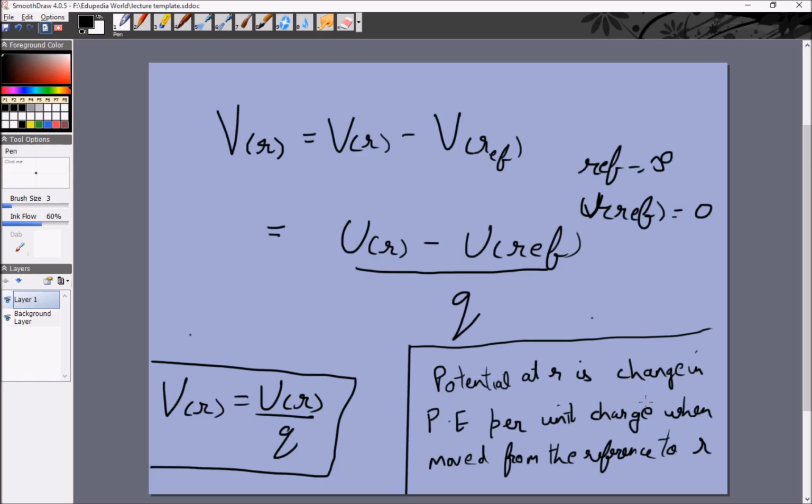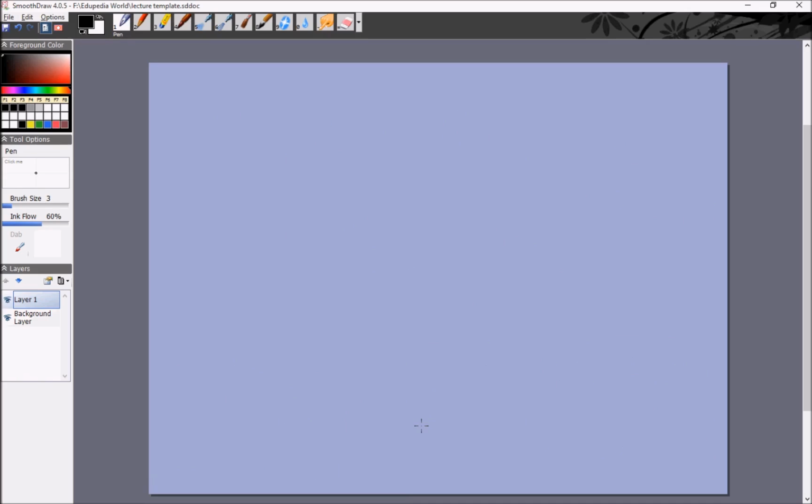If we double the charge of our test charge, then the potential energy will double. So potential is defined per unit charge, right? Now let's look at the relationships between potential and electric field as well, right?